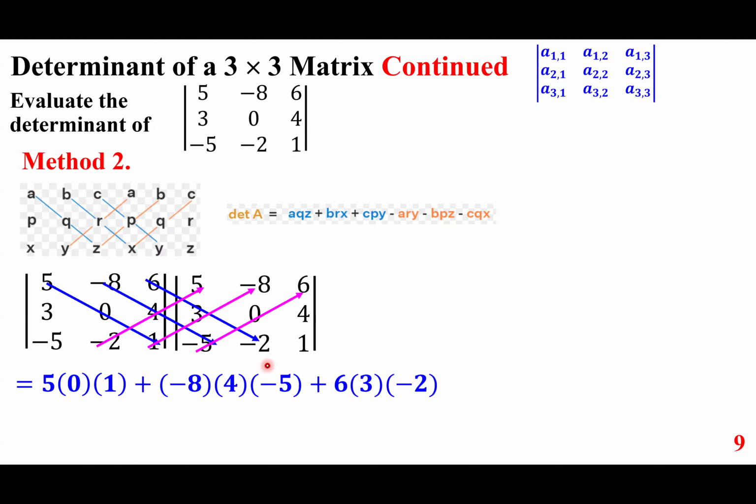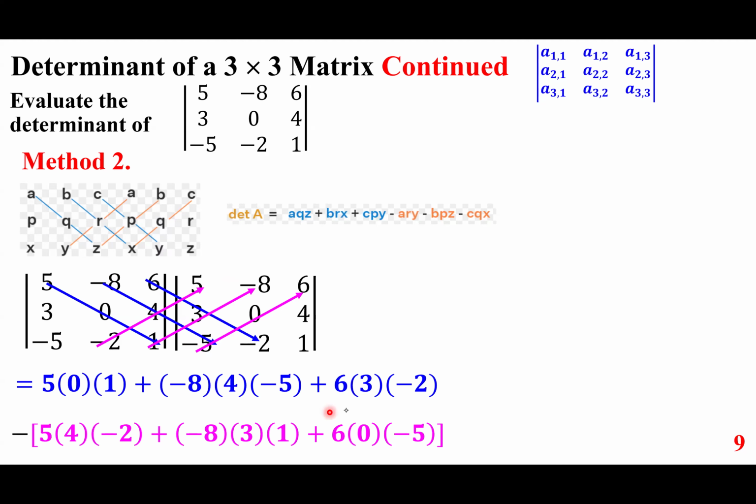Now we go diagonally this way, minus brackets. Now we're going to multiply these three numbers, 5 times 4 times negative 2, minus 8 times 3 times 1, 6 times 0 times negative 5. So you add those up, subtract from it. So the first one adds up to 124. This one minus negative 64, add them up, we get 188.